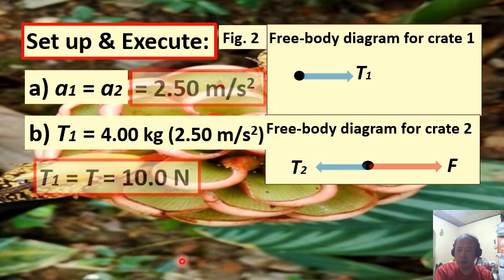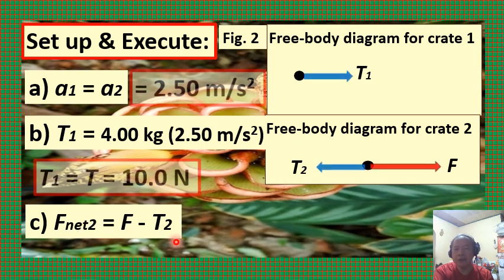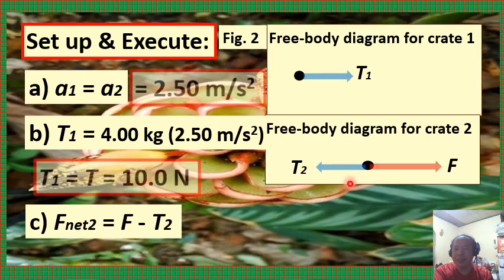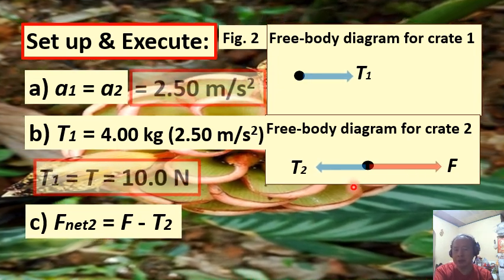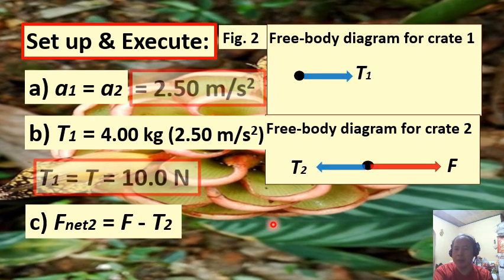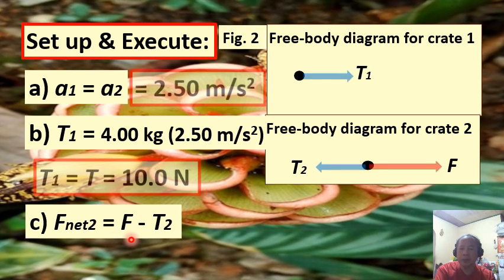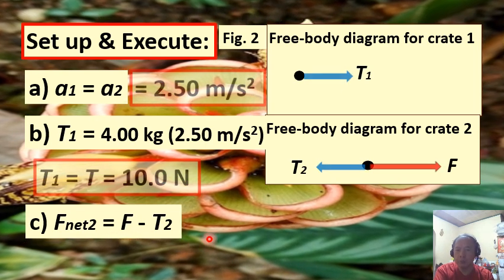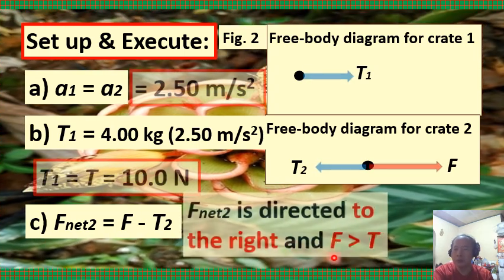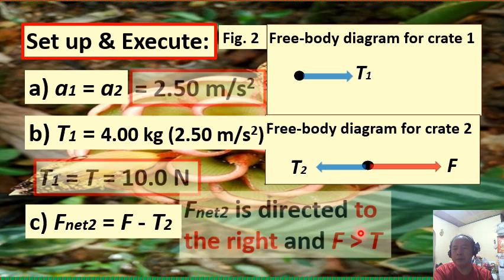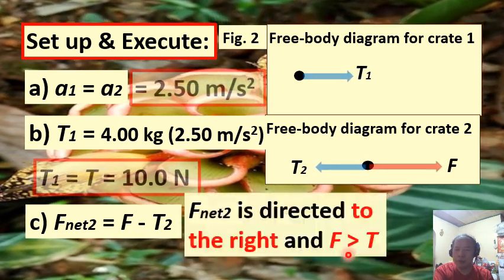And that brings us to question letter C, which is asking for the direction of the net force acting on crate number 2. The net force on crate number 2 is the vector sum of F and T sub 2, that is, F net 2 equals F minus T sub 2. So, in terms of magnitude, we also say that the magnitude of the force F is greater than the magnitude of the tension force T.